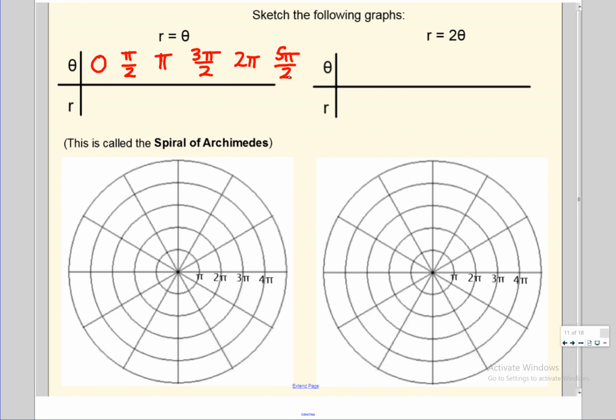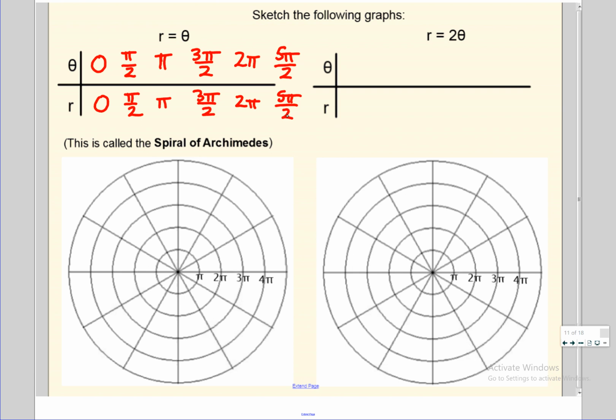Okay. Now normally we plug that in for theta and get the r, but in this equation r and theta are just the same thing, it's telling me. So my r's will also be 0, pi over 2, pi, 3 pi over 2, 2 pi, and 5 pi over 2.